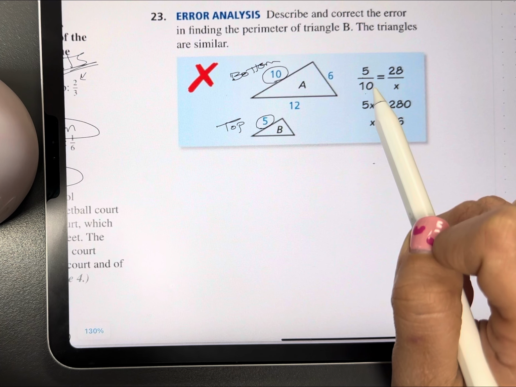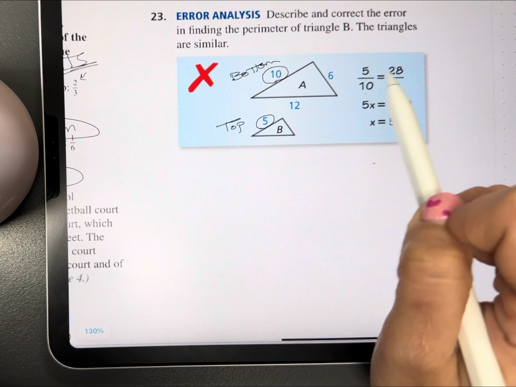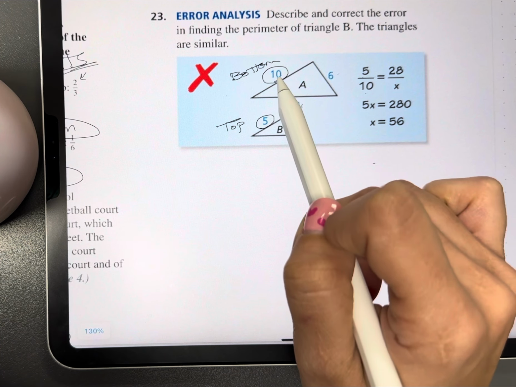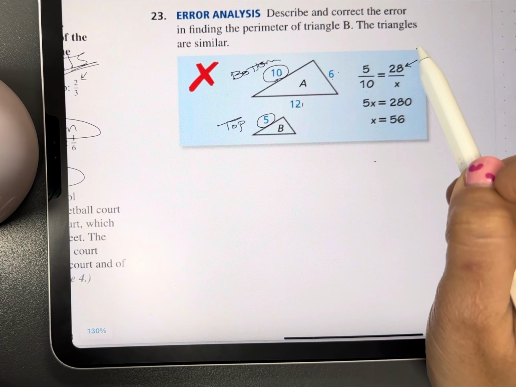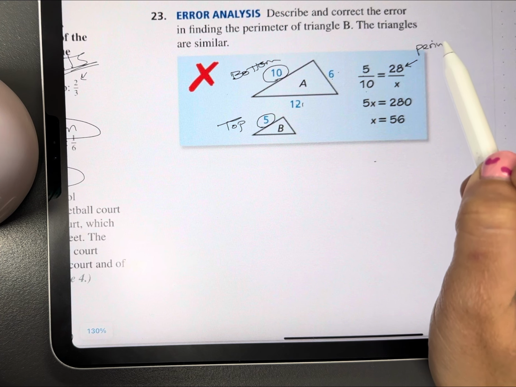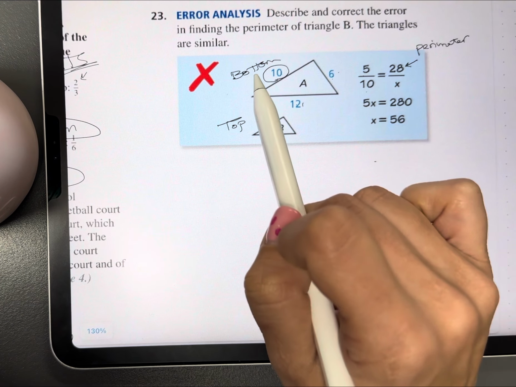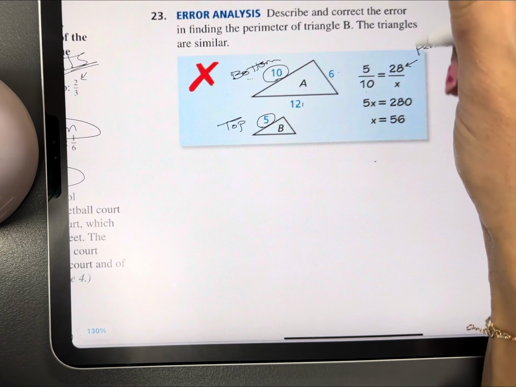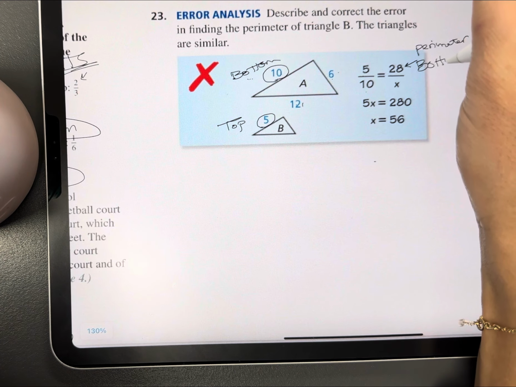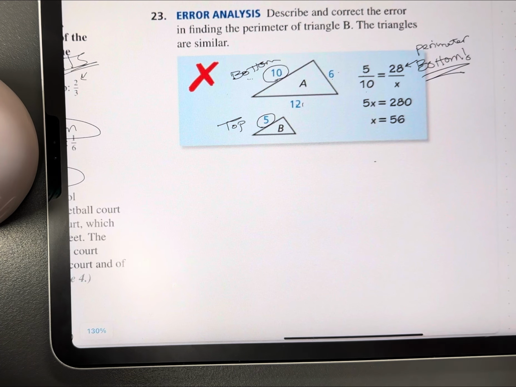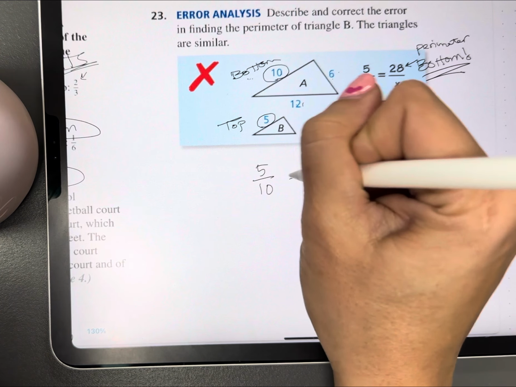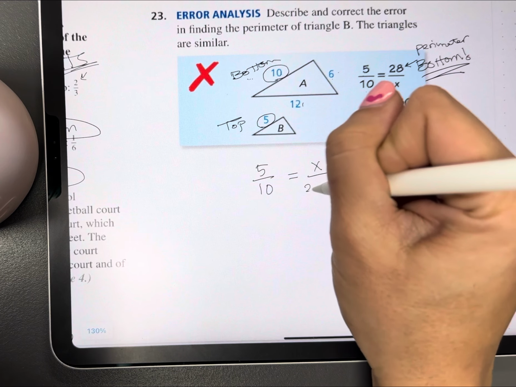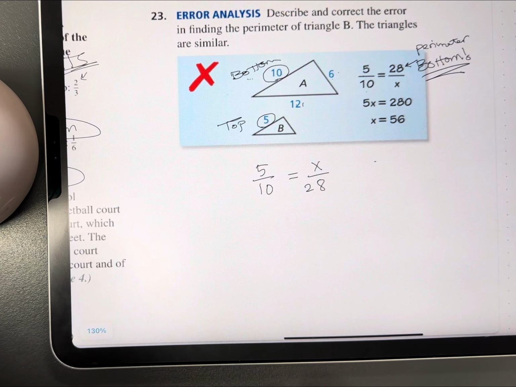And then they went ahead and found the perimeter here. So they said 10 plus 12 plus 6 is 28. But wait a minute. This was bottom. Can't just switch it. That's the problem. They should have done 5 over 10 equals x over 28. Then they would have been fine.